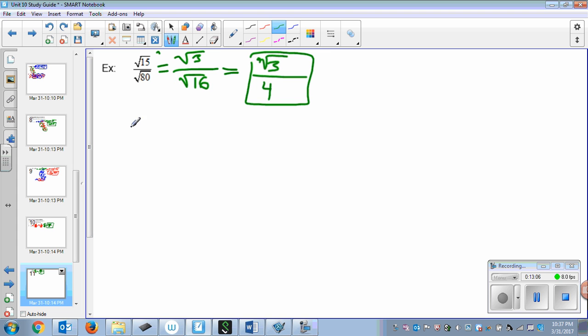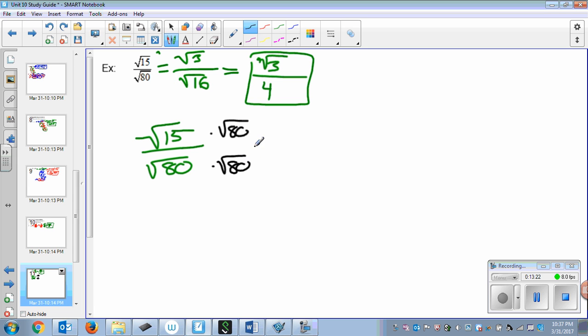Now, if you didn't do this, you could still get rid of it by multiplying top and bottom by the same thing. So I also could do the square root of 15 over the square root of 80. And then I can multiply the top and bottom by the square root of 80, which gives me, on the top, 15 times 80 is 1200. So I have the square root of 1200 over square root of 80 times the square root of 80 is just 80. So I'm going to have a pretty big factor tree here. Let's see what I get.